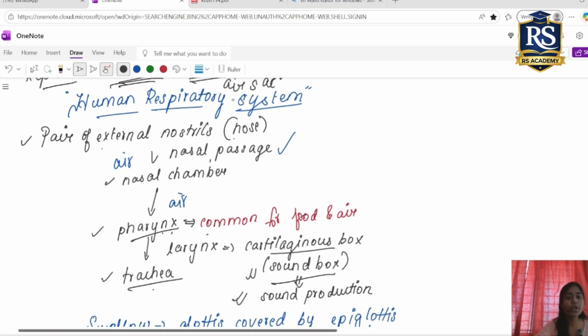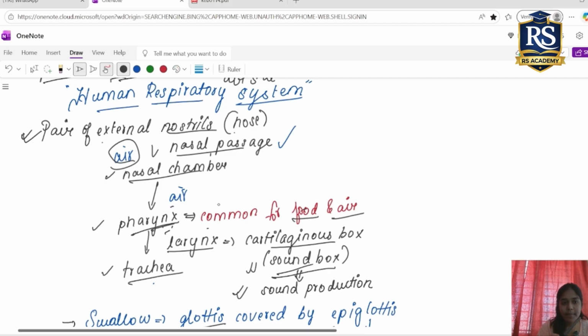Now, let's move on to the human respiratory system. We all know the human respiratory system contains lungs. Respiration begins with a pair of external nostrils, that is, the nose. The nose is the place where air enters our body. From the nostrils, the air moves to the nasal chamber through the nasal passage. So, what is the nasal chamber? The nasal chamber is a crucial part of the respiratory system that filters, warms and humidifies the air, and is also responsible for the olfactory receptor function.